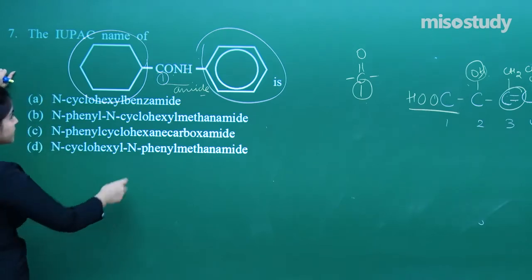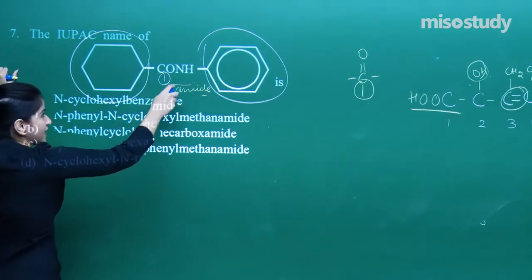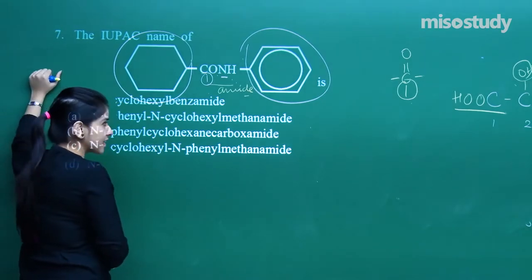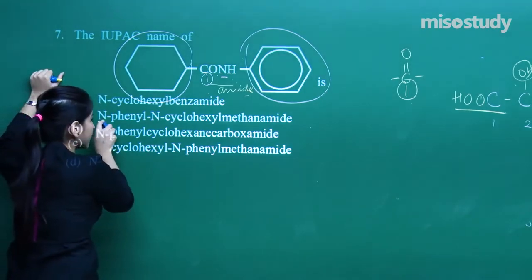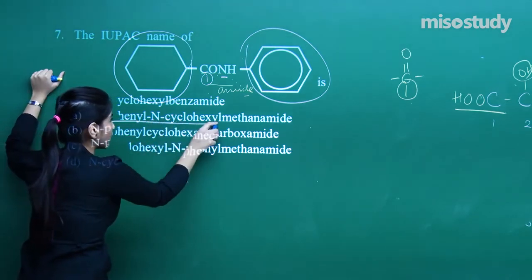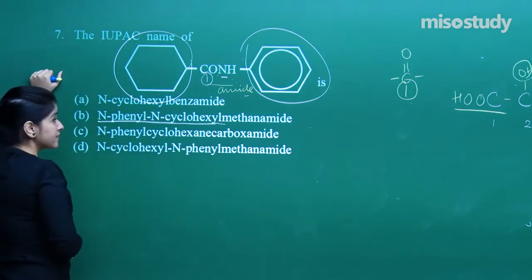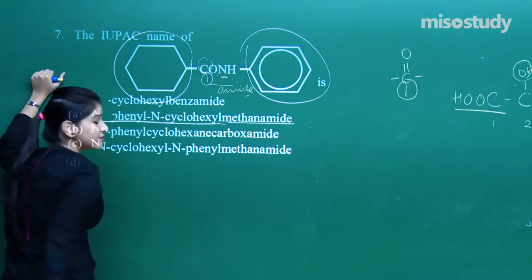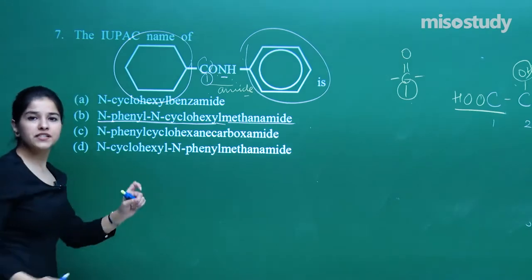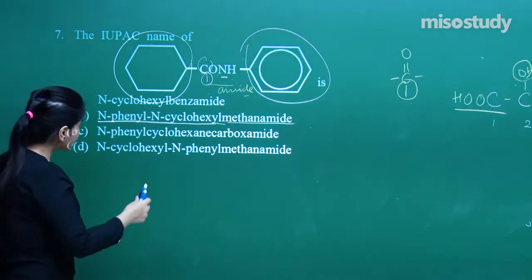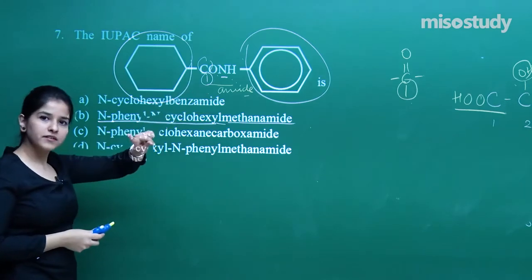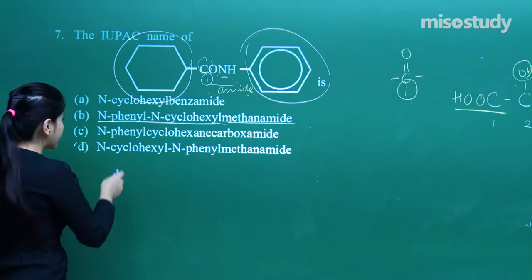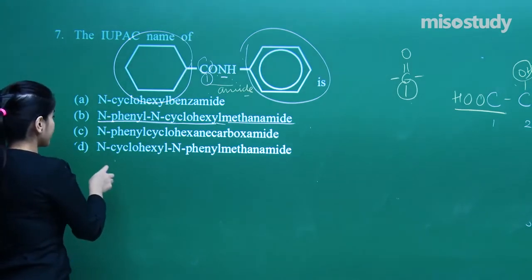So what do I need? On to the first, or I can say on to the N. So N-phenyl, N-cyclohexyl, that is it. And what? Meth for 1 carbon, methanamide. That is the answer over here. Super easy, but it seems to be confusing. So you just need to have this carbon as 1 and treat rest of the things as the substituents. So that is what you need to do, and you need to always number what?